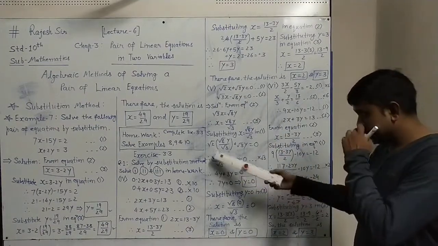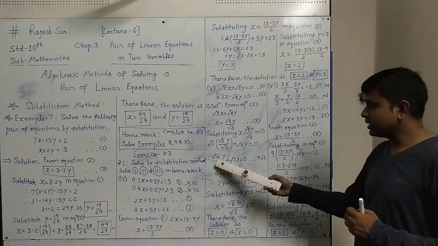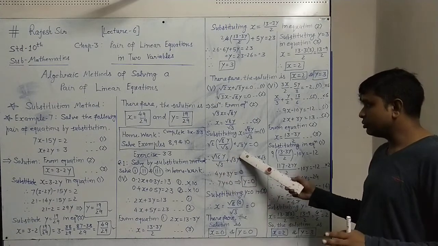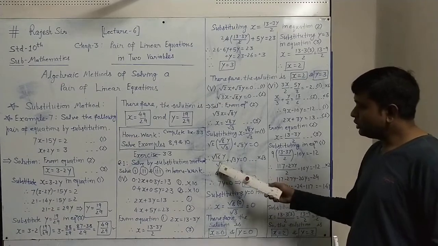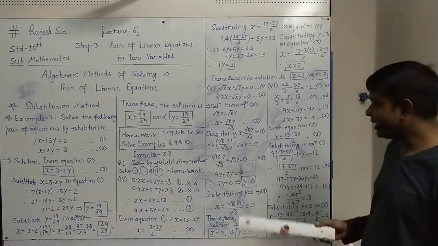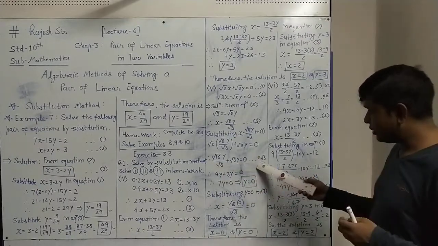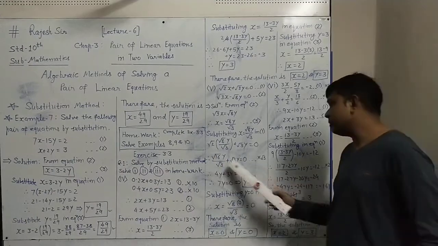Now simplify this. Root 2 into root 8 will be root 16, into y as it is, root 3 down as it is, plus root 3 y as it is, equals 0 as it is. Because root 3 is in the denominator, to make it a simple expression, you multiply the whole equation by root 3. When you multiply the whole equation by root 3, each and every term will be multiplied by root 3.